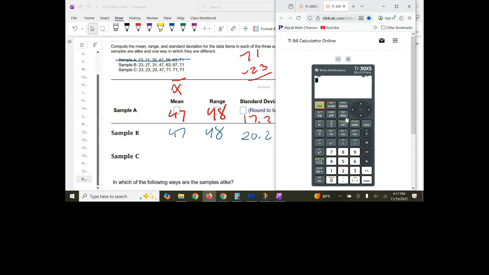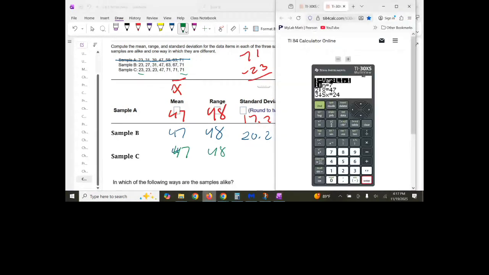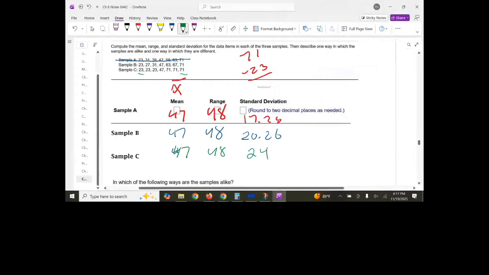And I'm going to come back to my second stats. And again, I'm just going to compute my one variable stats all the way down. Okay. Look, my average, still 47, right? Okay. My range, still 48. Okay. My standard deviation is 24. Okay.